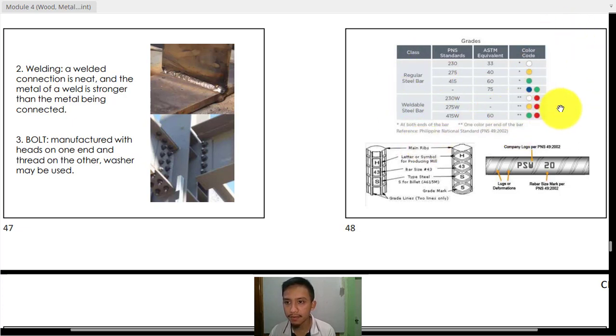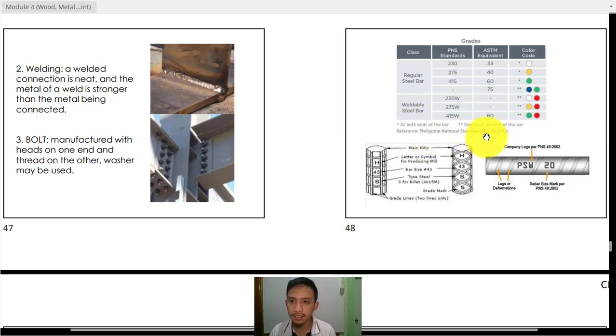How do we categorize this one is based on the color coding, which is set by these standards. Okay, so this one is red: grade 33, 40, 60, 75, and then grade 60. These are the grades. Okay, 230, 275, 415. So this is actually in megapascal. That is already the grade in megapascal.